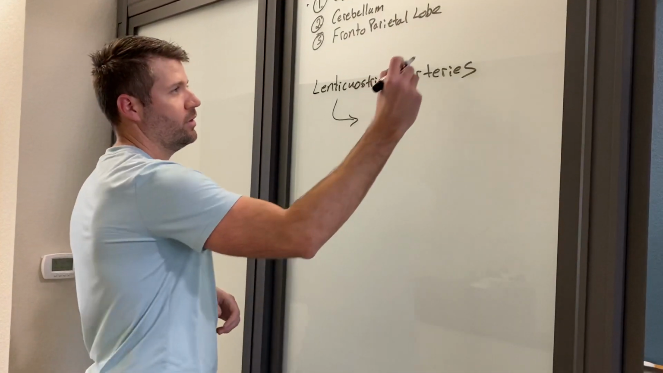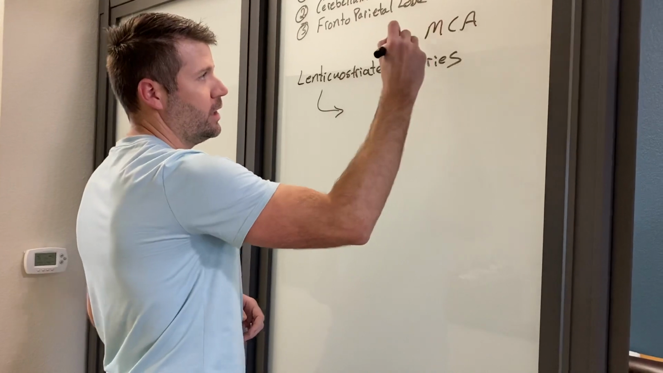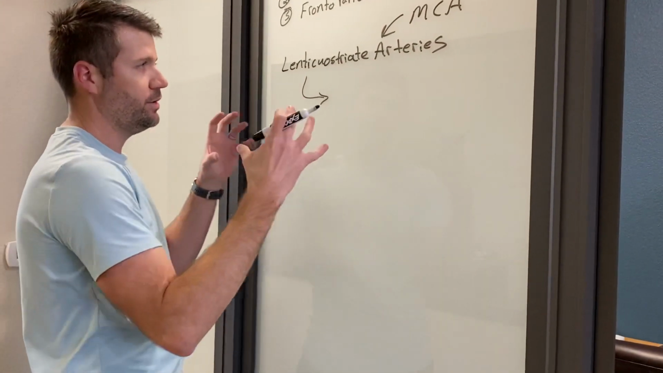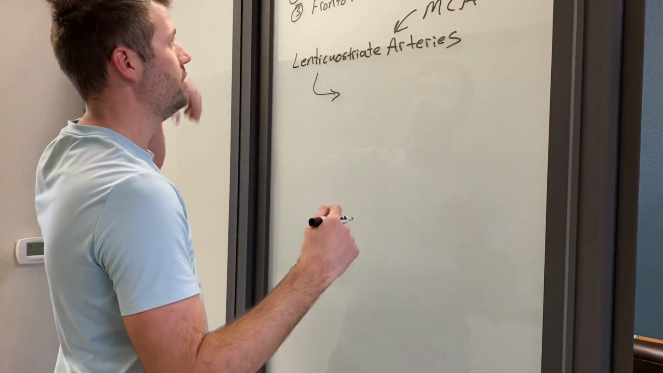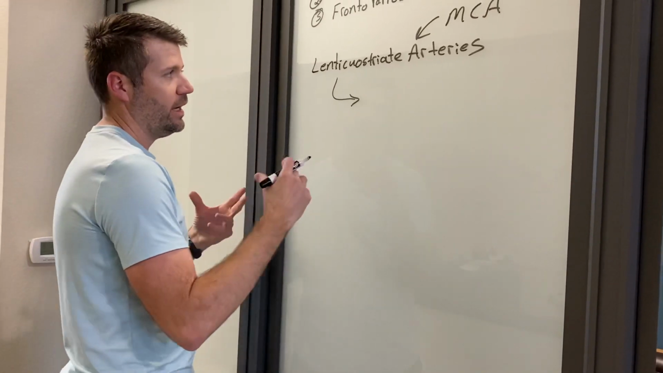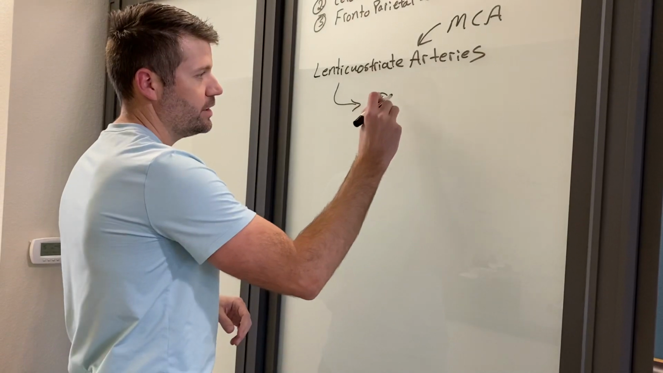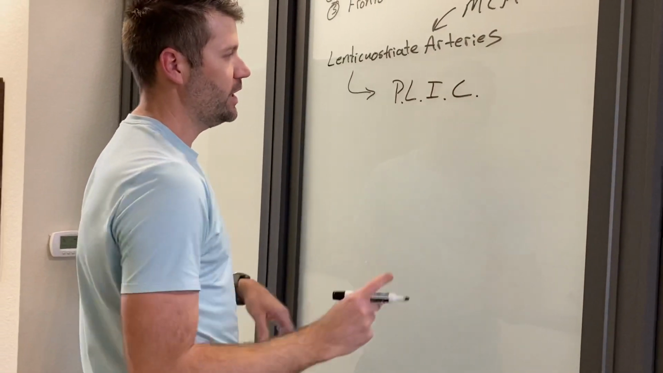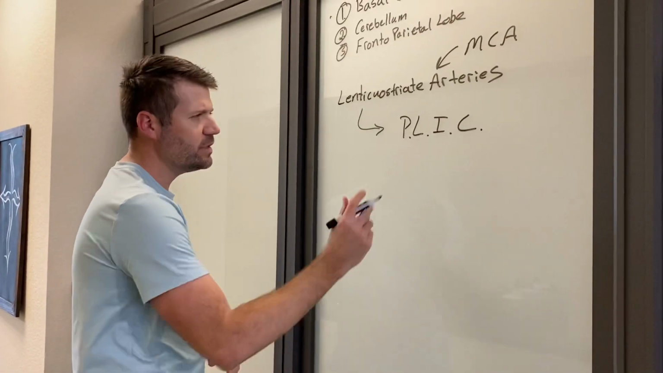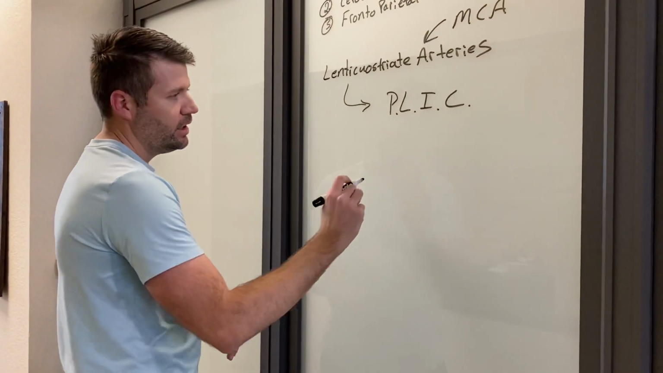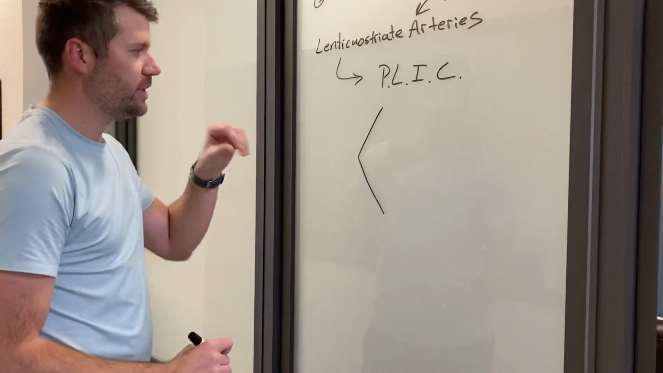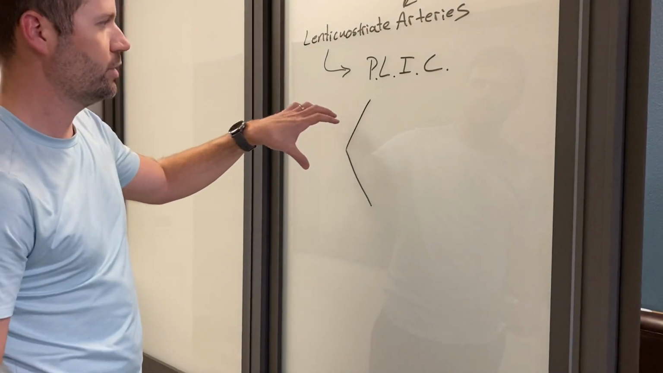Typically, they come off of the middle cerebral artery, which is the main supply to them, and then they go into the deep regions of the brain, specifically into the basal ganglia, but they highly supply the posterior limb of the internal capsule. Now, the importance to that is that if we extrapolate this and we draw the internal capsule, this is where motor fibers run through, all right?